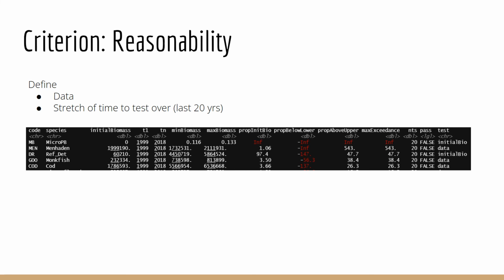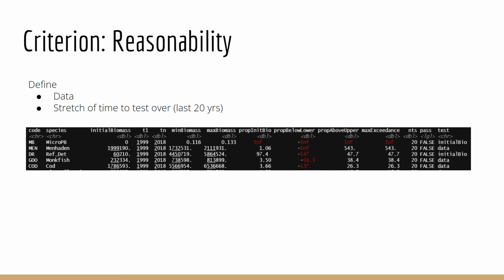Currently, I think we use values of 0.2 initial biomass and 2 times initial biomass as our bounds. But we just made those up. We don't really have any idea, and we don't really know what the best values would be or how to even work out what the best values would be.